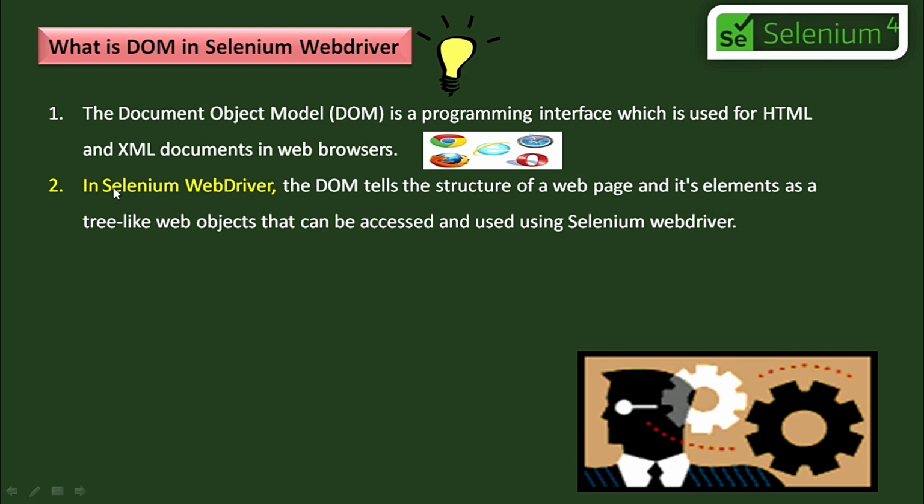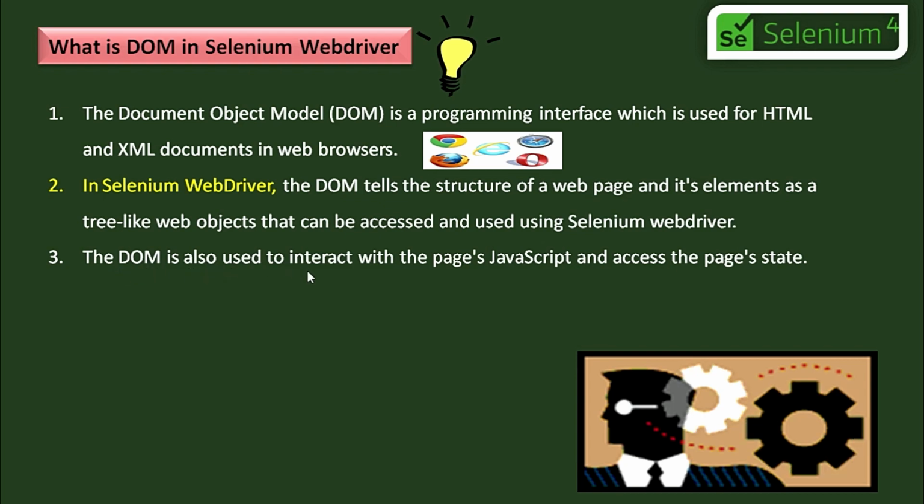In Selenium WebDriver, the DOM describes the structure of the web page and its elements as a tree-like object that can be accessed and used using Selenium WebDriver. The DOM basically tells the structure of the web page. So if you know the structure of the web page, then you can easily identify and locate the particular web elements and you can easily write the best automation script for your application. So you should know the DOM very well.